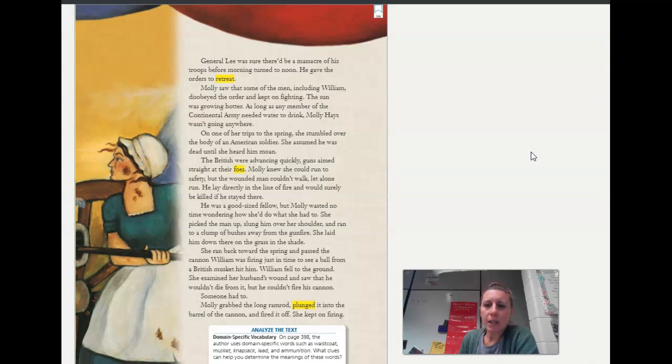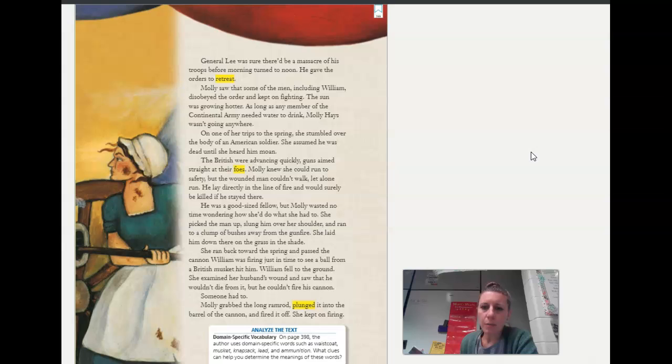Molly saw that some of the men, including William, disobeyed the order and kept on fighting. The sun was growing hotter. As long as any member of the Continental Army needed water to drink, Molly Hayes wasn't going anywhere. On one of her trips to the spring, she stumbled over the body of an American soldier. She assumed he was dead until she heard him moan. The British were advancing quickly, guns aimed straight at their foes. Molly knew she could run to safety, but the wounded man couldn't walk, let alone run. He lay directly in the line of fire and would surely be killed if he stayed there. He was a good-sized fellow, but Molly wasted no time wondering how she'd do what she had to do.